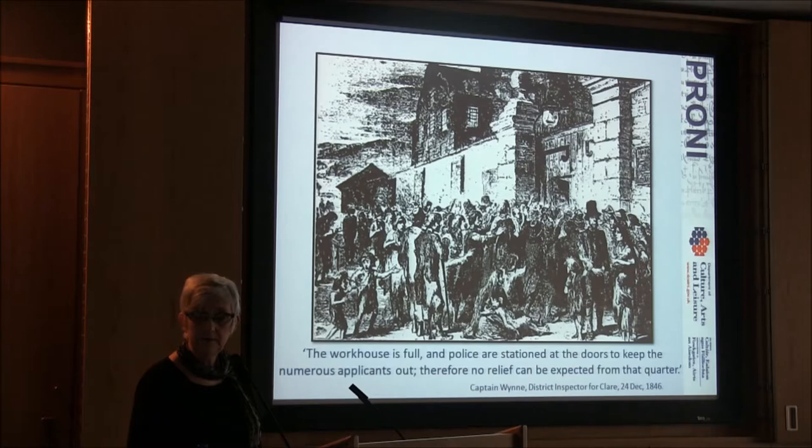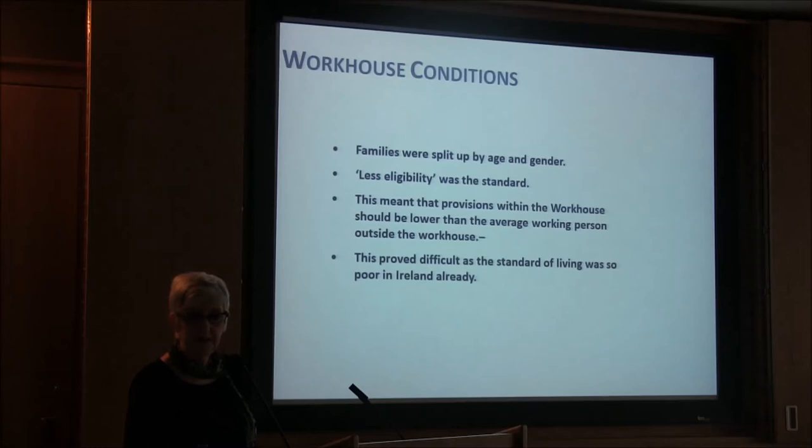Workhouse conditions were bad. People were split up by age and gender, and less eligibility was a standard. Now, less eligibility meant that the provisions in the workhouse should be lower than the average labouring family outside. Even the officials knew that was difficult, because what the average labourer outside the workhouse was getting was really hard to undercut.